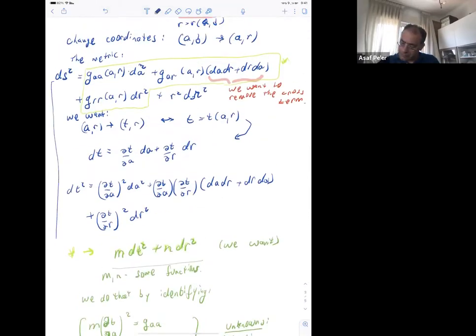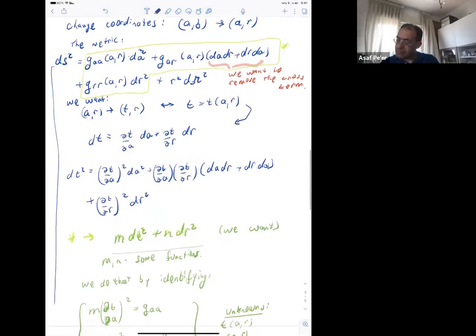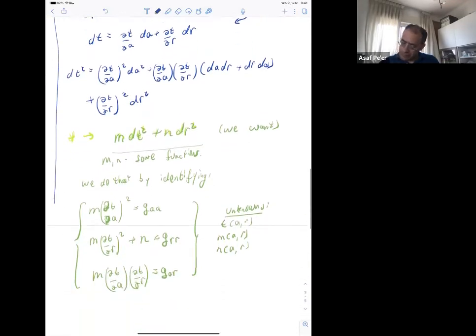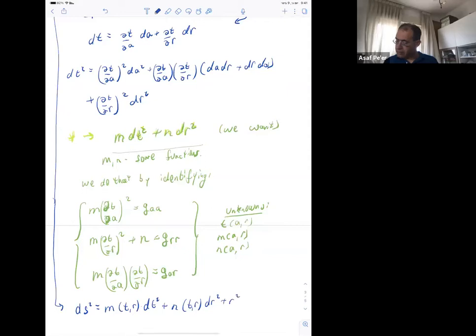ds squared, in the form m of t and r times dt squared plus n of t and r dr squared plus r squared d omega squared. All right.